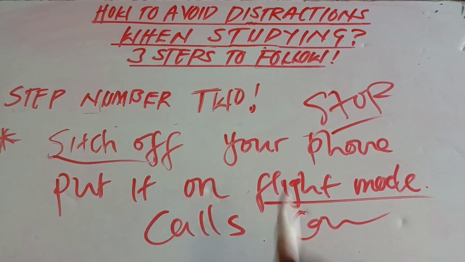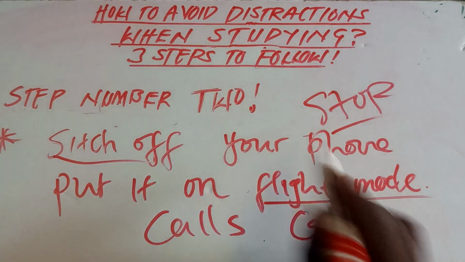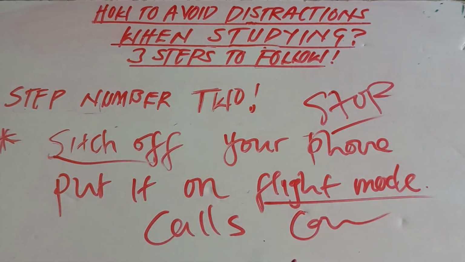So make sure you follow this step. This is an important step. Most of the pupils are distracted when they're studying because of what? Because of not putting their phones on flight mode or switching off their phones. That's why in almost every boarding school, they avoid pupils having phones. The reason is that in most cases, if you are not using your phone well, it can be a great hindrance to your studies.